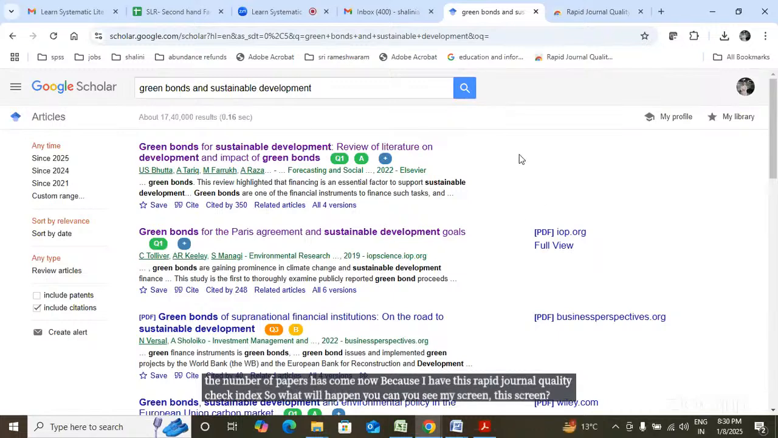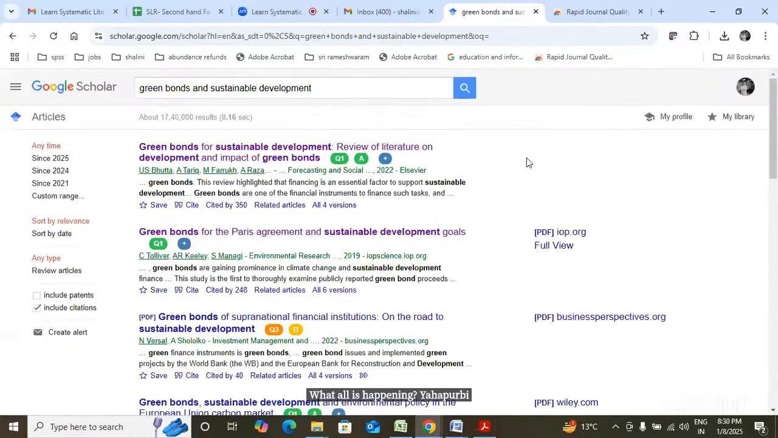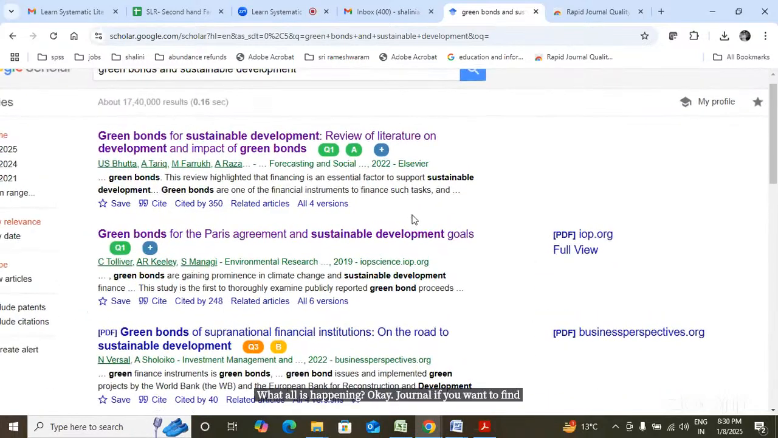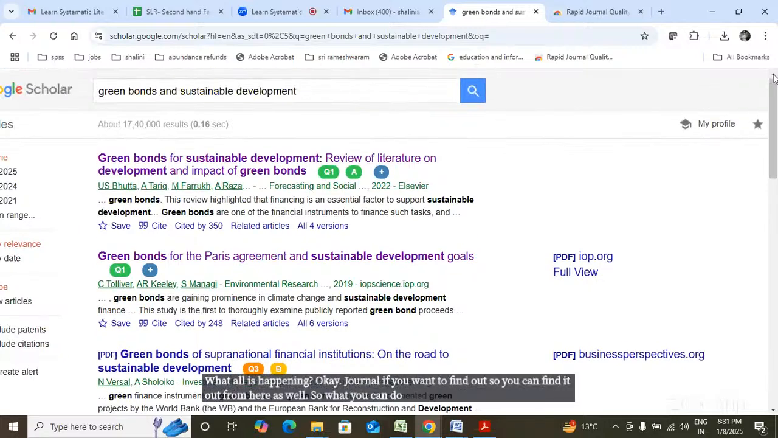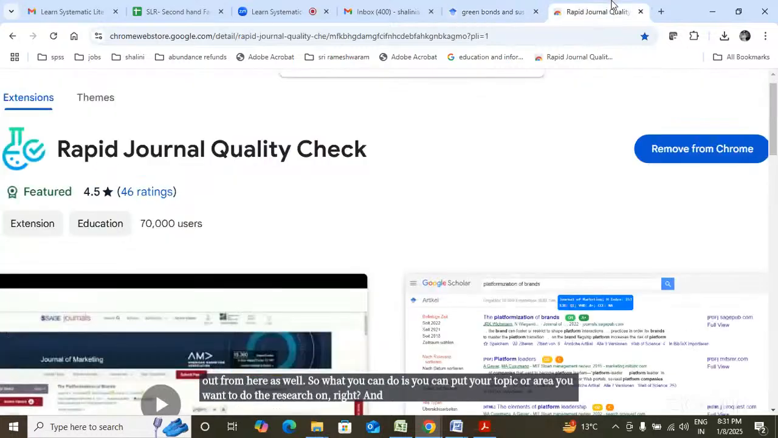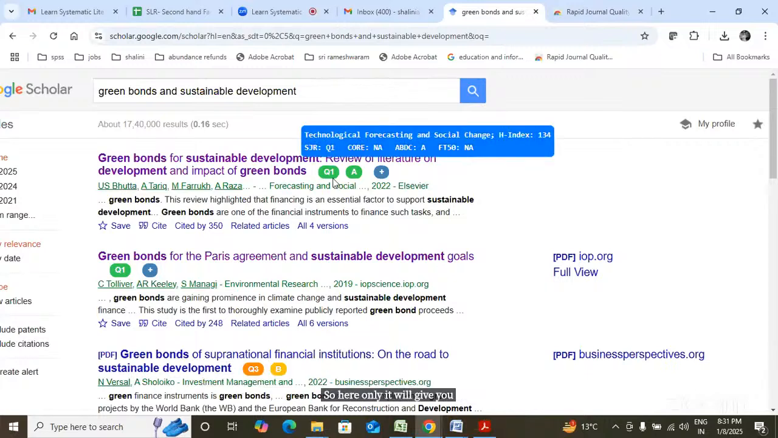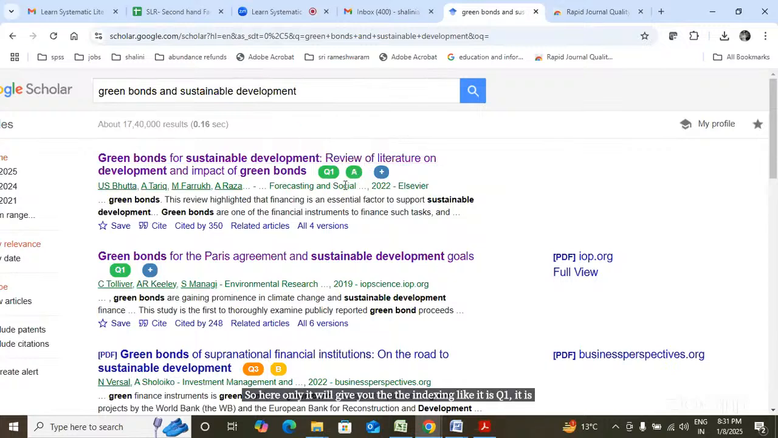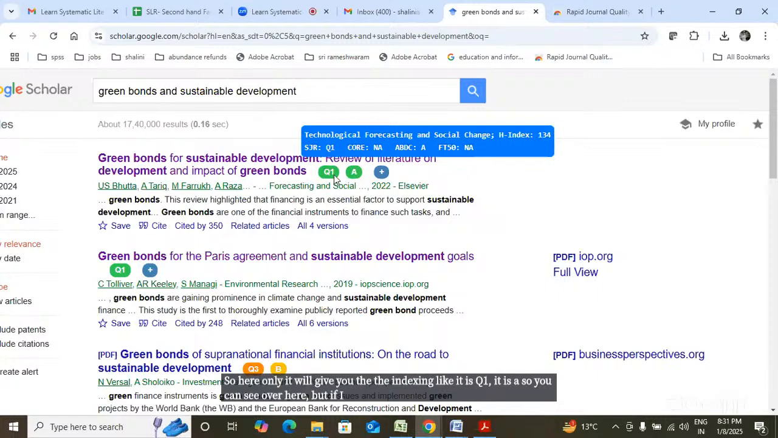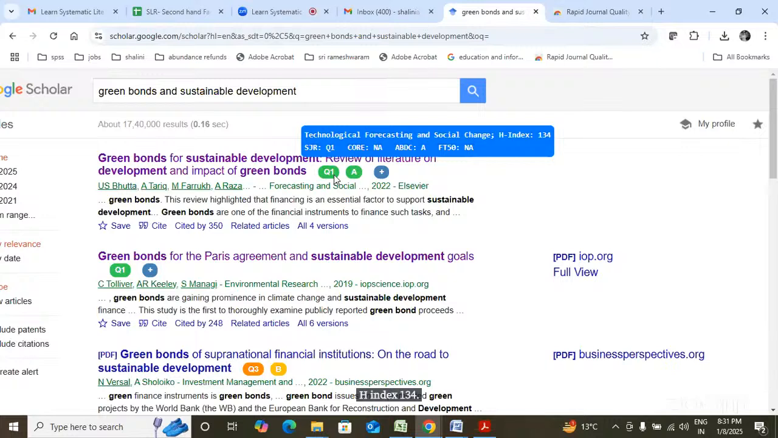Here, if you want to find out a journal, you can find it from here as well. So you can put your topic or area you want to do the research on, and you get this rapid journal quality check. Here it will give you the indexing, like it is Q1, it is A. You can see over here, if I click onto this, in blue color it is coming. This first paper is from Technological Forecasting and Social Change, h-index 134, Q1, ABDC, FT50 not applicable.